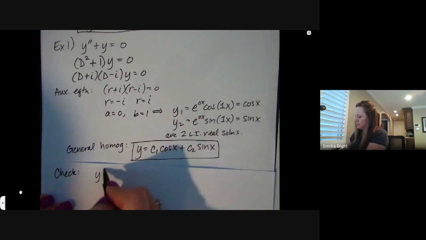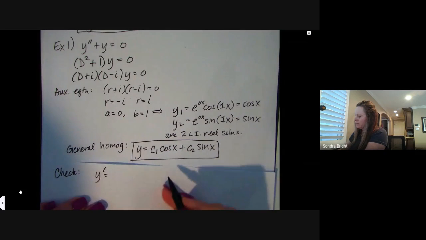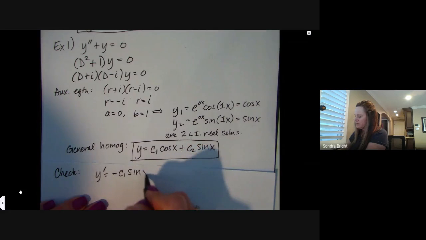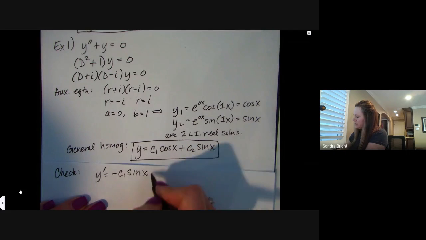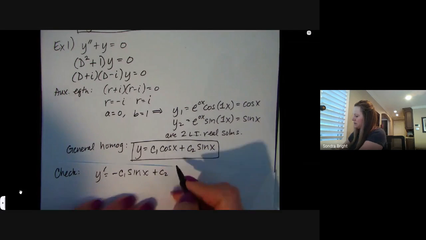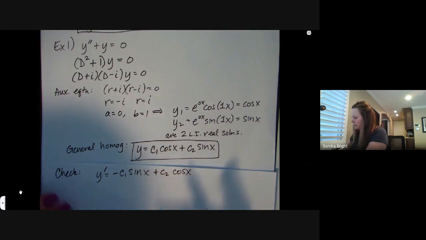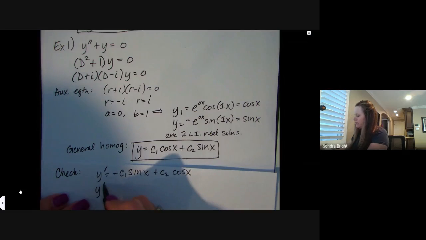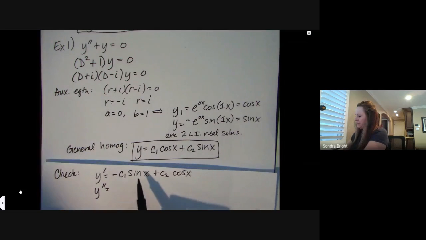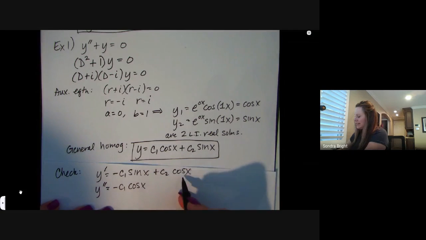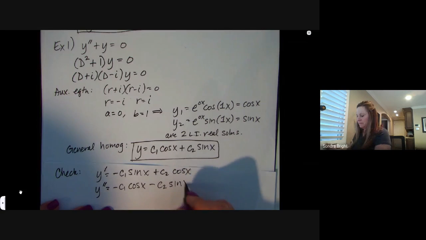y prime would be, derivative of cosine is negative sine, so a negative c1 sine of x. Derivative of sine is cosine, so plus c2 cosine of x. I don't need that one, but I need the second derivative. Derivative of sine is cosine, so it would be negative c1 cosine of x. Derivative of cosine is negative sine, so minus c2 sine of x.